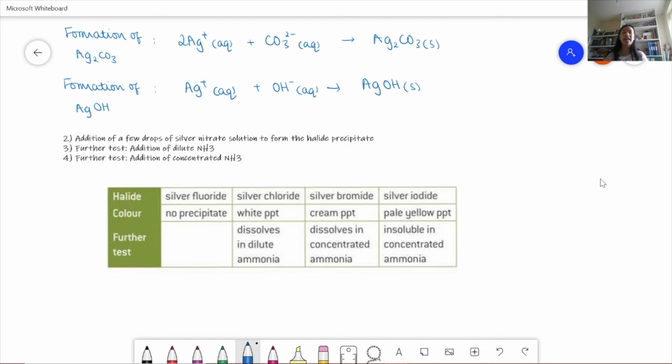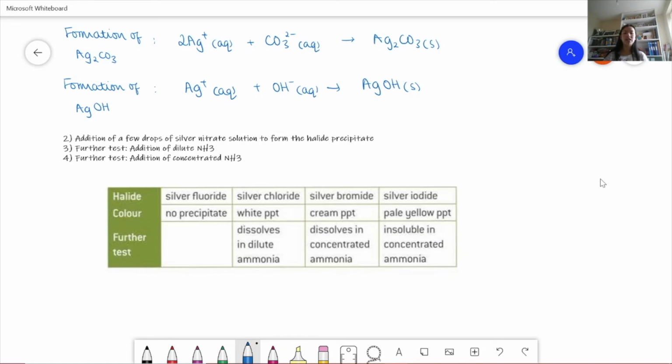And then further tests that we can do is we can add dilute ammonia and then concentrated ammonia. Silver chloride actually dissolves in dilute ammonia. So if you've got silver chloride and silver bromide and you can't really tell between the two of them because one's a white precipitate and the other's a cream precipitate and they could be very similar, you could add dilute ammonia, and if it dissolves then you know for sure that it's silver chloride, compared to silver bromide, which doesn't dissolve in dilute ammonia.